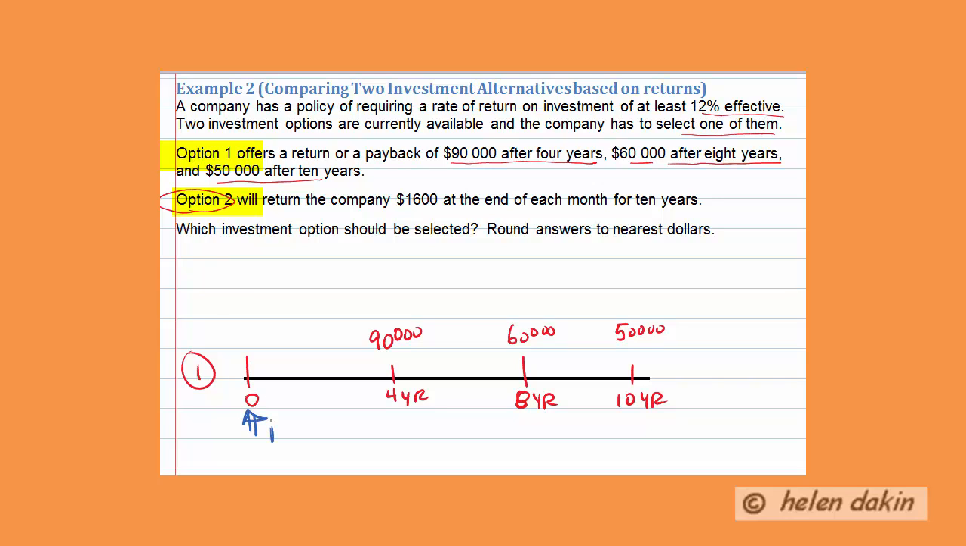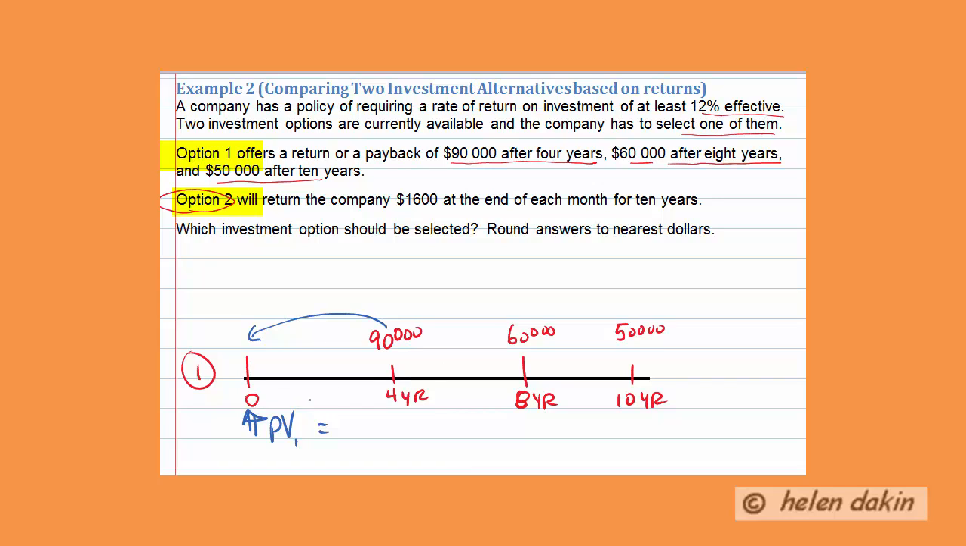We need to find the present value of option number 1. And how are we going to find the present value or the cash value of option number 1? Well, the present value of option number 1 is going to be the present value of each of those successive payments. So we've got $90,000 and we have to find its present value. How do we find the present value? Well, we need to discount it.